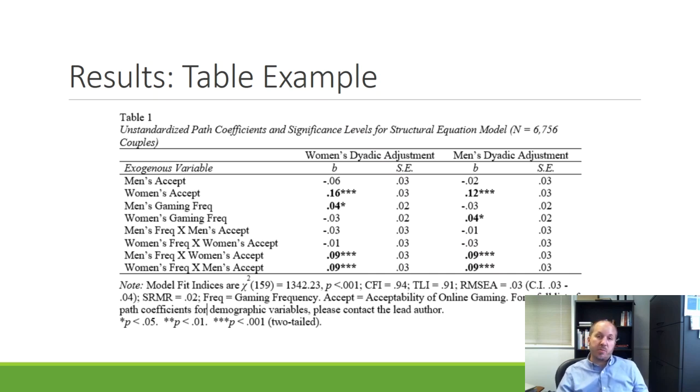And again, I'm only reporting the unstandardized results because this is a moderation analysis. You don't report the standardized results. So I have men's acceptance, women's acceptance, men's gaming frequency, women's gaming frequency. So I have my moderator and my independent variable, and then I have my 4 interaction variables. In order to make this easier for the readers, I bolded the significant results.